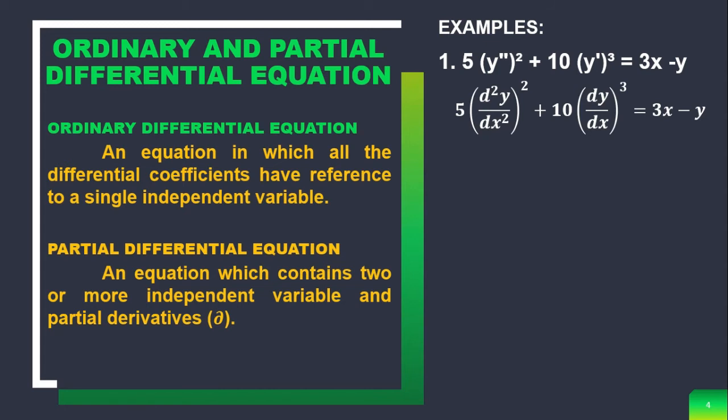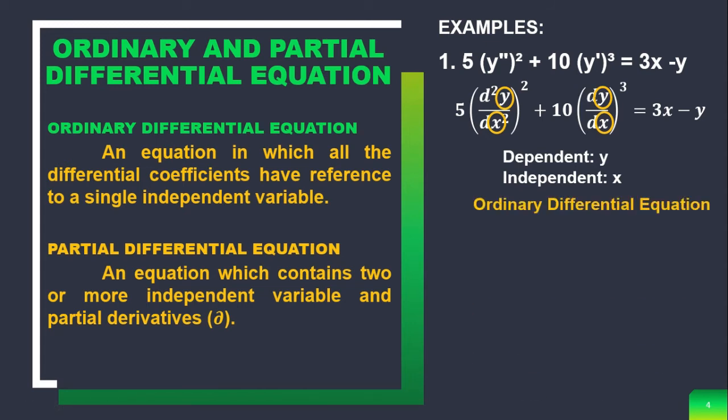So in this kind of equation, we can easily identify the dependent and independent variable. Our dependent variable is y and our independent variable is x. So since we have a single independent variable here, example number 1 is an ordinary differential equation since it has a single independent variable. Okay, let's proceed to the next example.